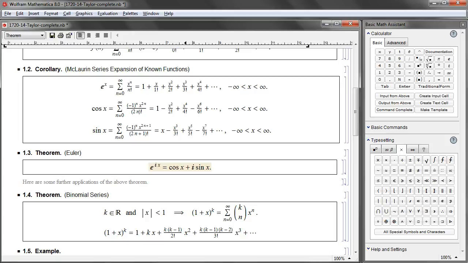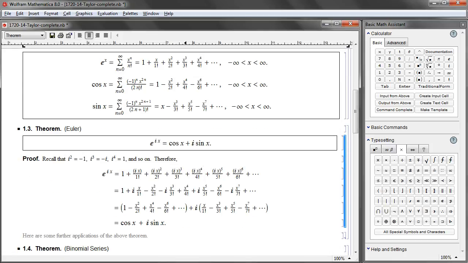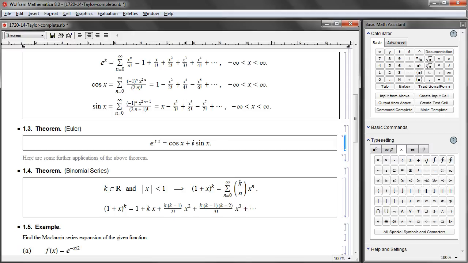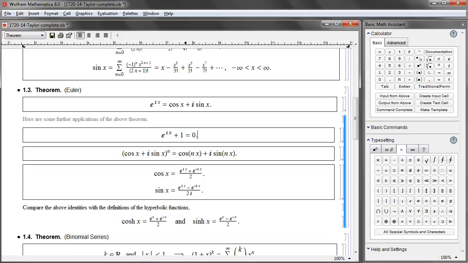Here are some applications of Euler's theorem. Again, this is a bit of a digression, but it's such a beautiful result that I'd like to share it with you. Here, plug in x equals pi. We have e to the i pi power, and then we have cosine of pi, which is -1, and sine of pi, which is 0. In the end, we're going to get something like this.